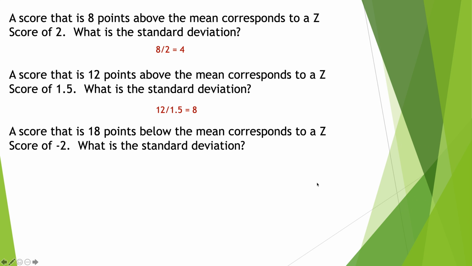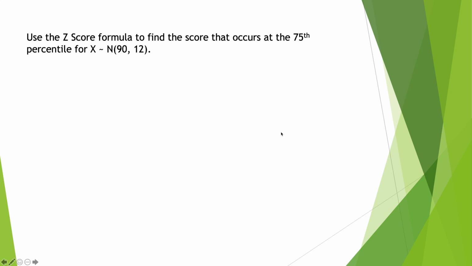Last one, a score that is 18 points below the mean corresponds to a z-score of -2. What's the standard deviation? Well, it's 18 points below the mean. A z-score of 2 means that you've got to divide it by 2, and we get 9. Okay? Try this one.